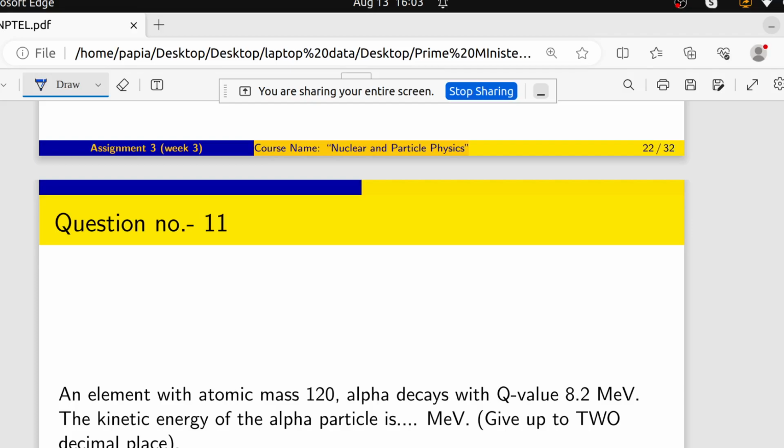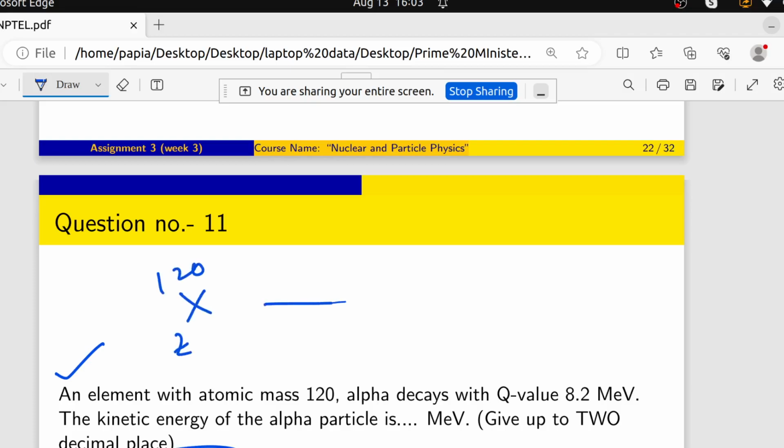Okay, so in question number 11, an element with the atomic mass 120, atomic mass means A is 120, alpha decays to Q value. So let's say one particle is there which is X, Z, A is 120. If it alpha decays, then what will be the Z value? Z minus 2, and A will be 116, because the 4 units will go to the alpha particle, since it is 2, 4.